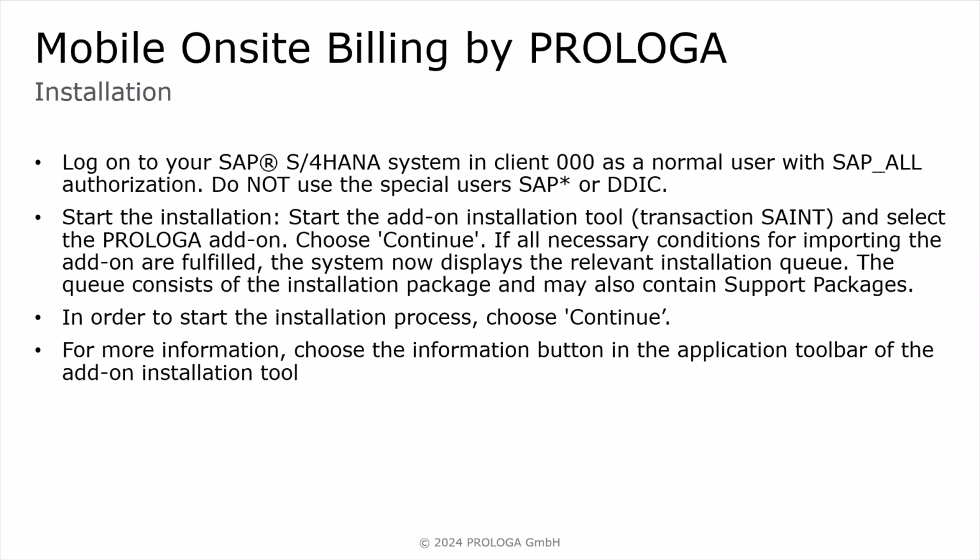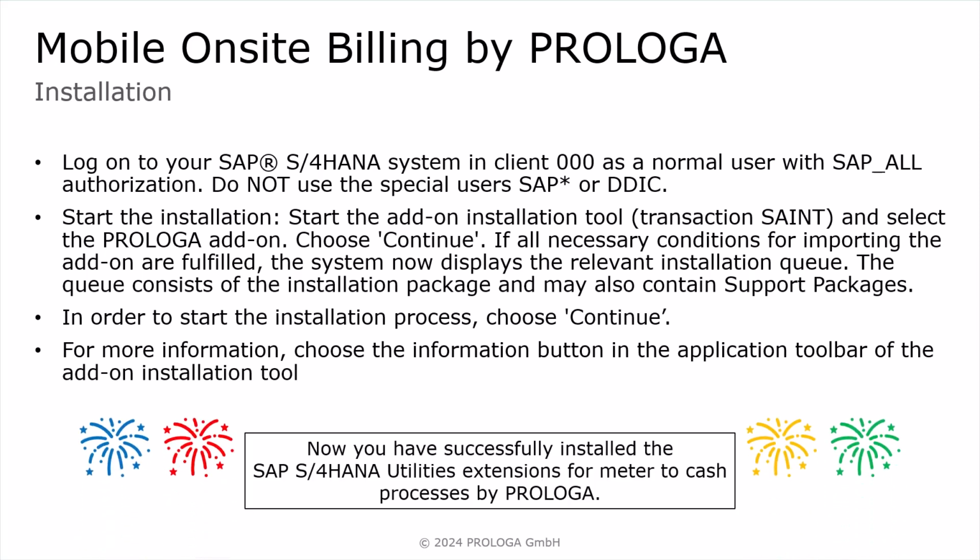If all necessary conditions for importing the add-on are fulfilled, the system now displays the relevant installation queue. The queue consists of the installation package and may also contain support packages. In order to start the installation process, choose Continue. For more information, choose the Information button in the application toolbar of the add-on installation tool. And now we've reached a critical milestone and successfully installed the PROLOGA add-on. That said, we can start with the preparations for the backend configuration.